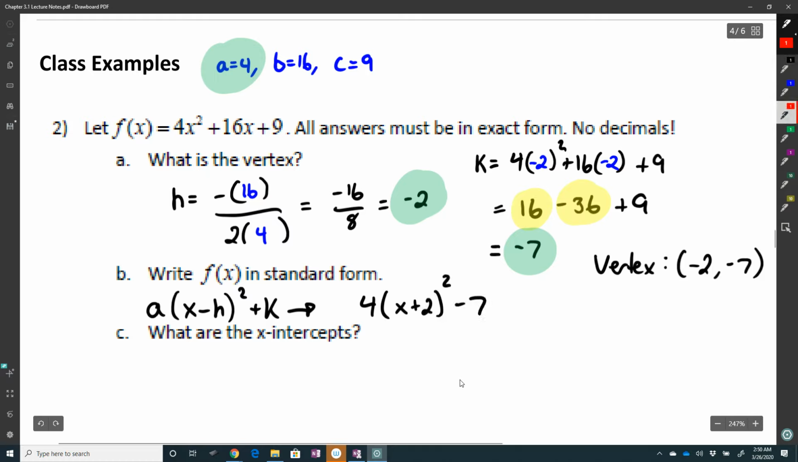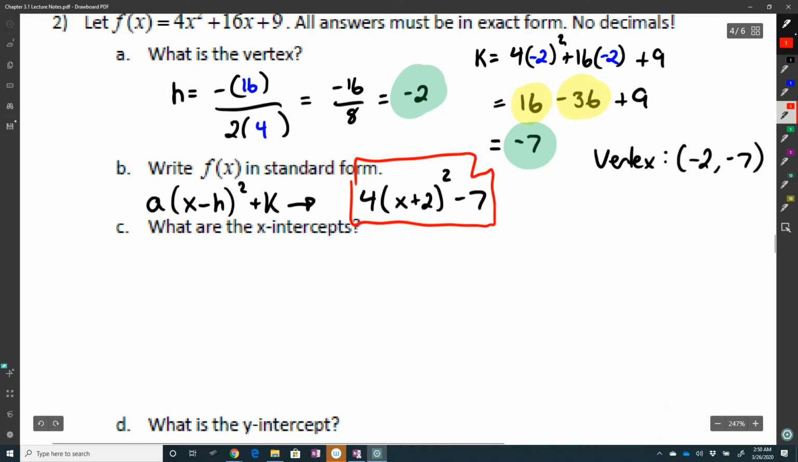All right, so what are the x-intercepts? Let's go ahead and set the equation that we solved equal to zero. I'm going to do it both ways. And so why did I put can't be 0? I'm so used to doing domain.